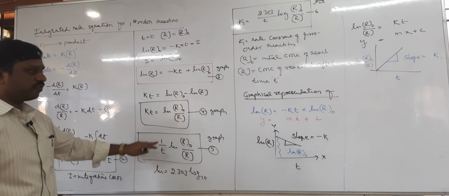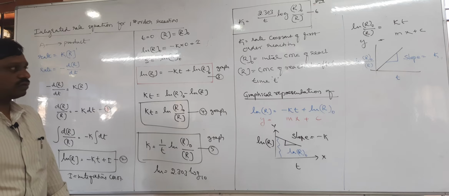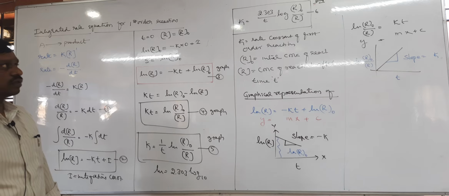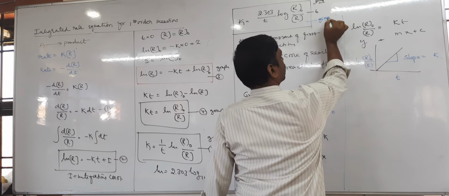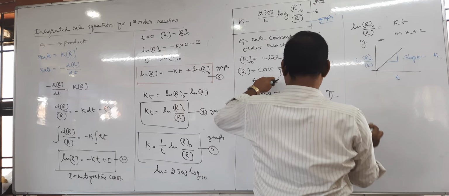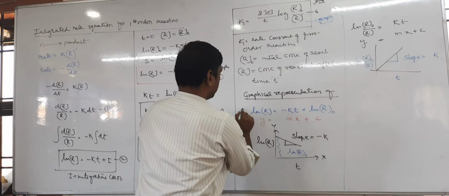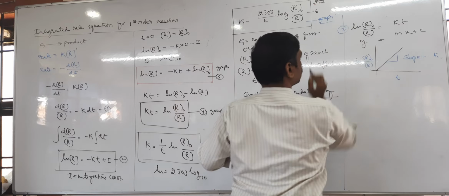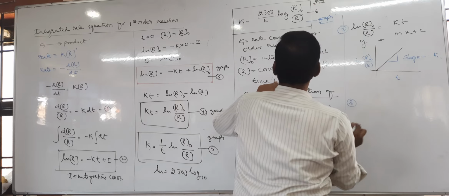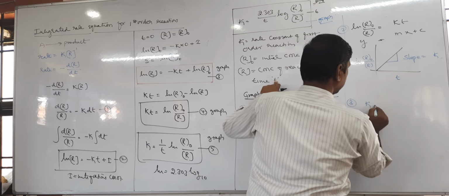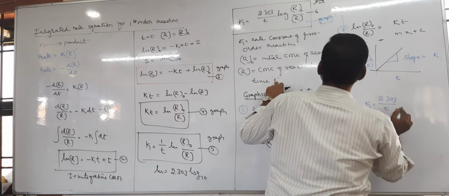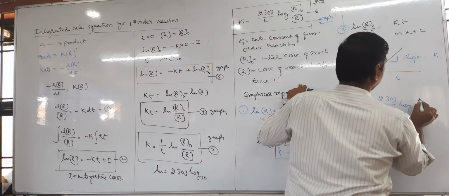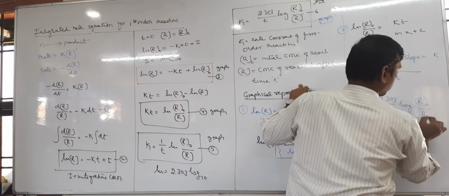For this also we will get the same graph. Next, let us take the graph for this last equation. It is 1, this is 2, and the third one is k equal to 2.303 by t log r naught by r.